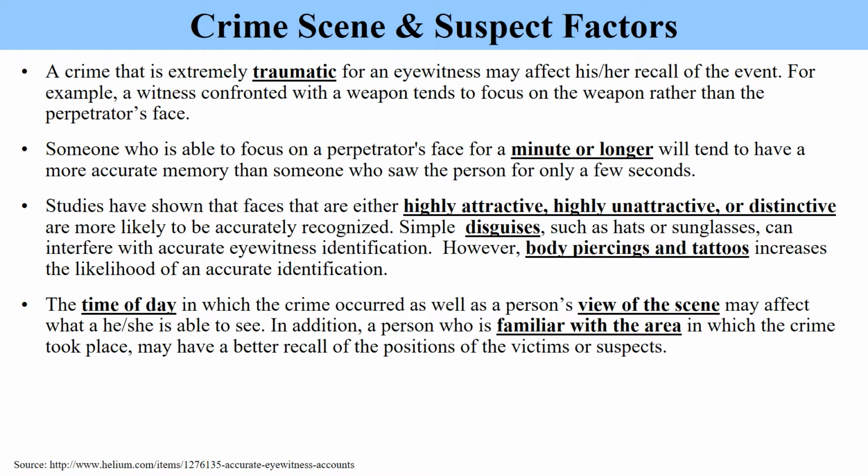Like I said, body piercings and tattoos increase the likelihood. And those tattoos don't necessarily have to be on your face. They can be on your arms or on your ankle. Because if they're looking down and they say, oh, they have a clover leaf on their ankle, they can really point that out. And there's probably not a lot of people who have a clover leaf on their right ankle or something. And that would help narrow it down. The time of day and the person's view of the scene can affect eyewitness reports, and also whether they're familiar or not with the area will affect their chances.